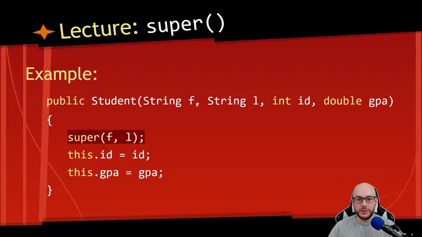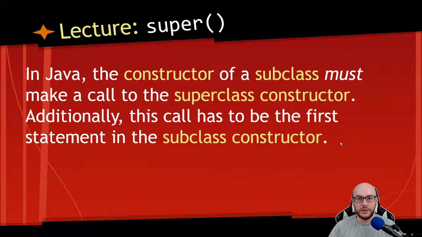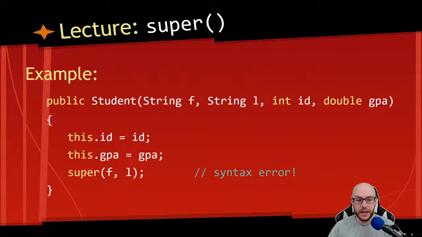Now, because the first and last name are private inside of person, student doesn't have direct access. It can't say this.first is equal to F, or this.last is equal to L. It has to pass them up to the superclass constructor, and that's what we're calling. We're calling a constructor of the superclass that takes in two strings. F and L are both strings. That has to occur. You have to call the superclass constructor, and it has to be the first statement inside of the constructor. So if we did this towards the end, we'd have a problem.